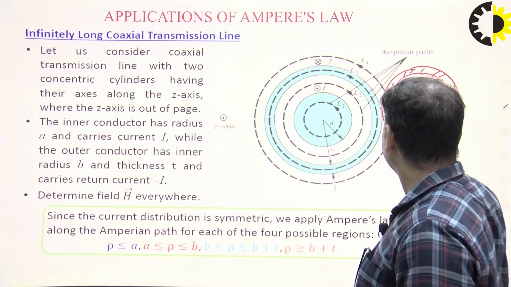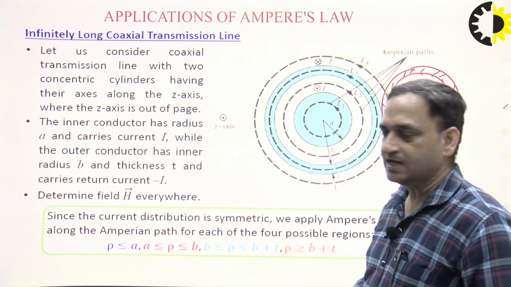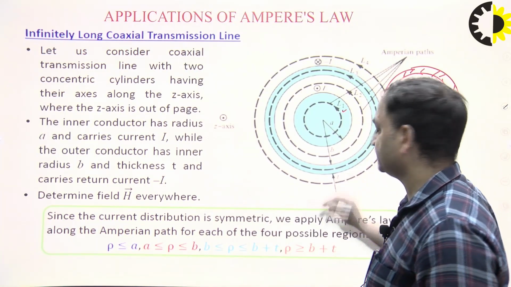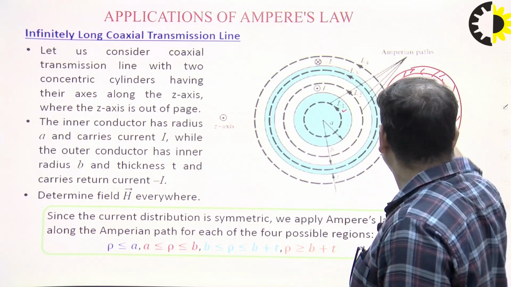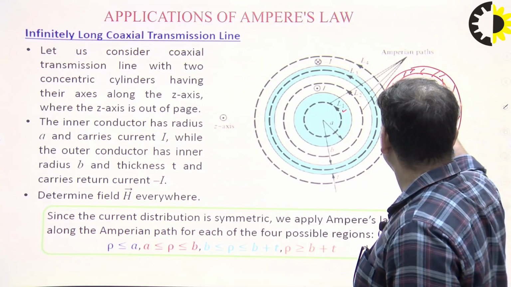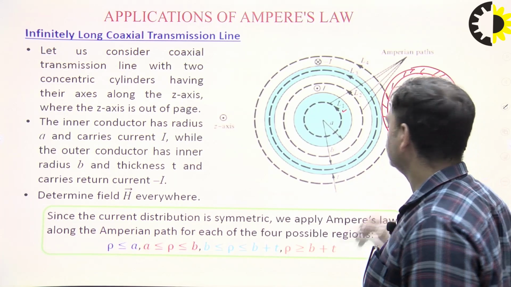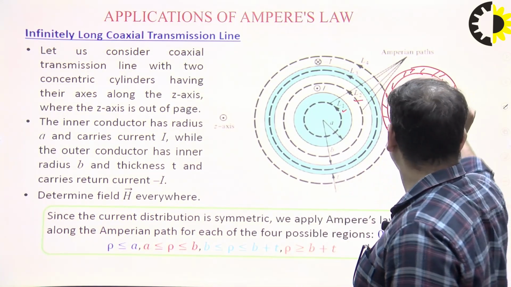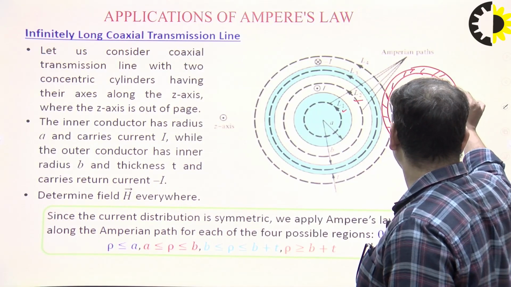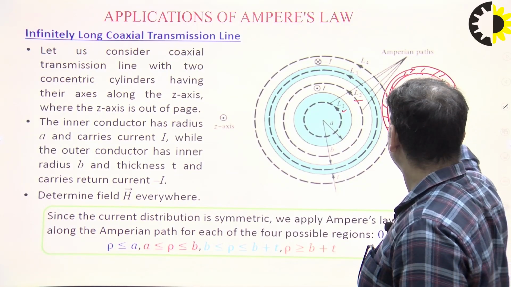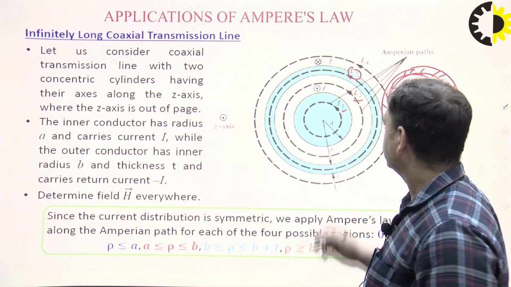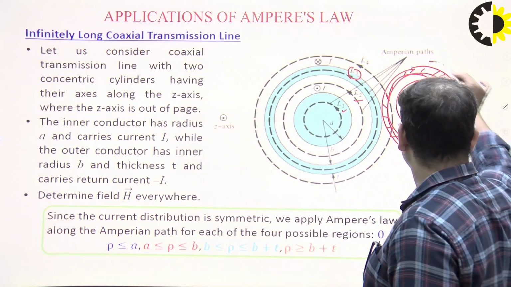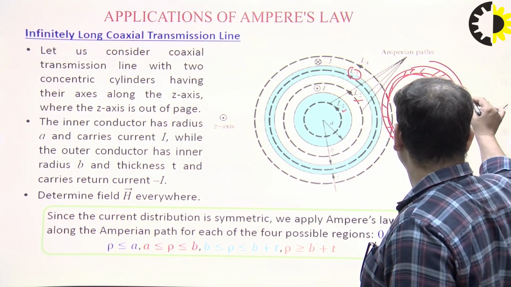First is inside this conductor. This is the L1, which is represented like this. The second Amperean path will be in this way. This is the L2. Third one is the L3, which is through this outer conductor. So this is the L3. Then the last one is outside this coaxial transmission line, that is the L4, right?